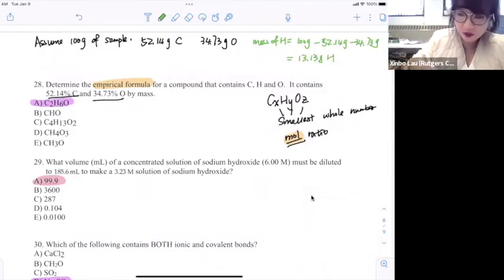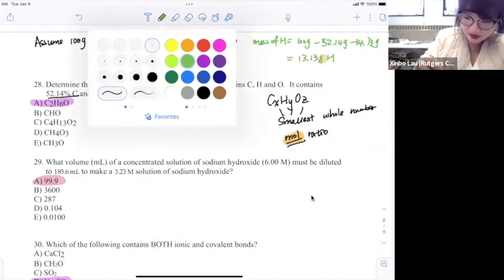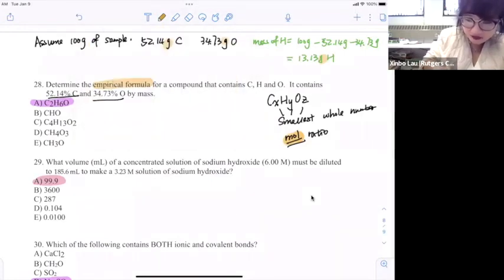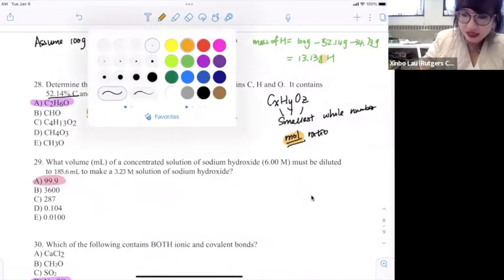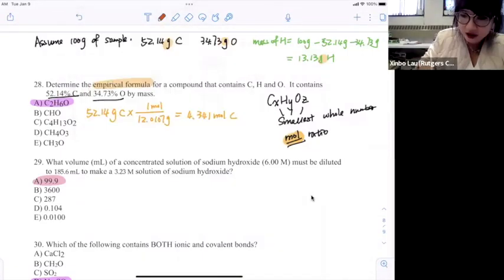Okay, so remember, we wanted to know moles. We're given grams. So what do we do? Molar mass, right? So now let's calculate for carbon. For carbon, it is 52.14 gram of carbon. Use the molar mass, which is 12.0107 gram per mole. Now I get to the moles, which gives me 4.341 moles of carbon.